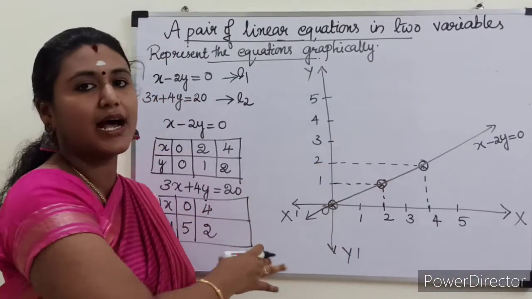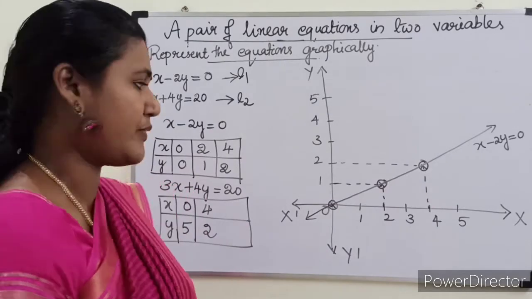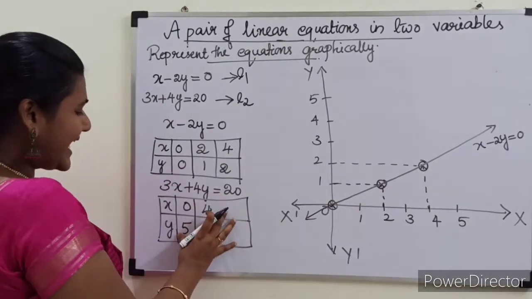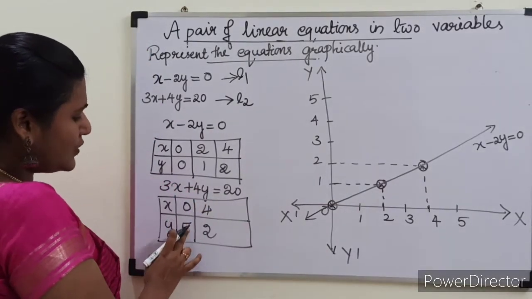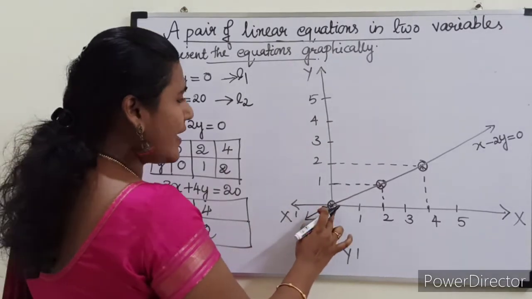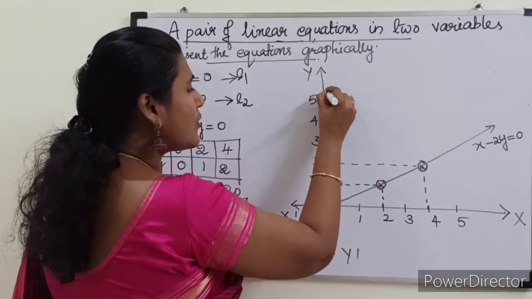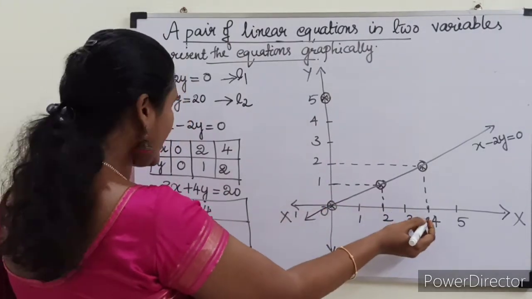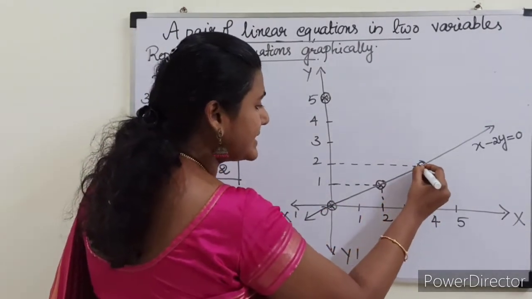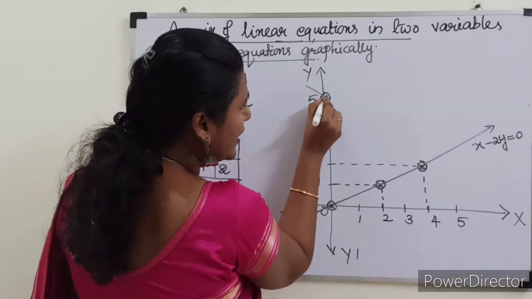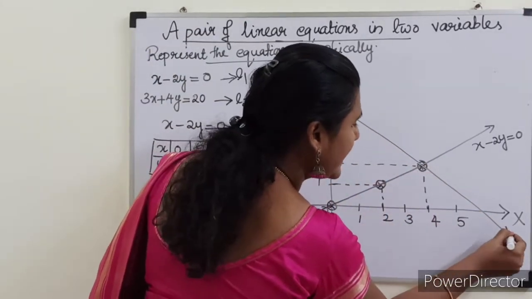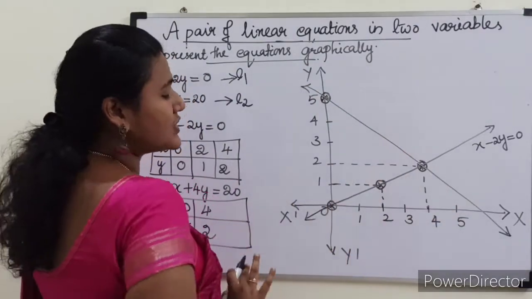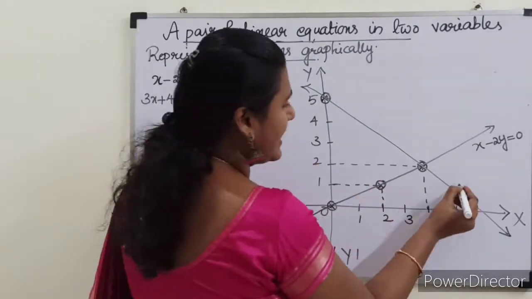So this is the graph of the first linear equation. Now we will move on to the second line. The first point solution is (0, 5), so x is equal to 0, y is equal to 5. Then the second solution, x is equal to 4 and y is equal to 2. When you join these two points, you will get the straight line of the second equation.